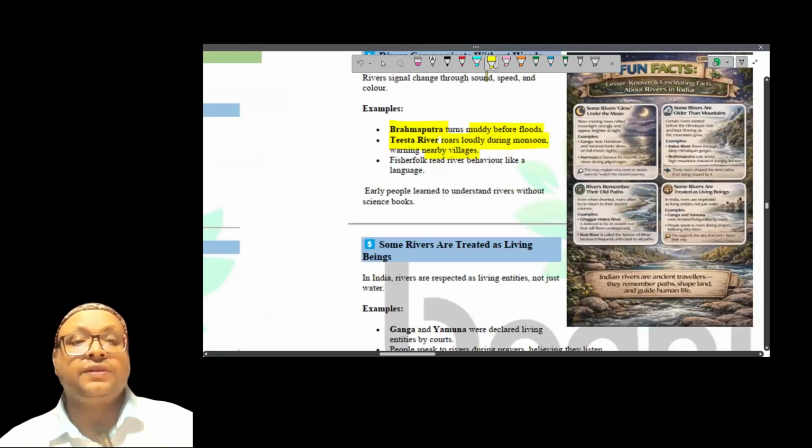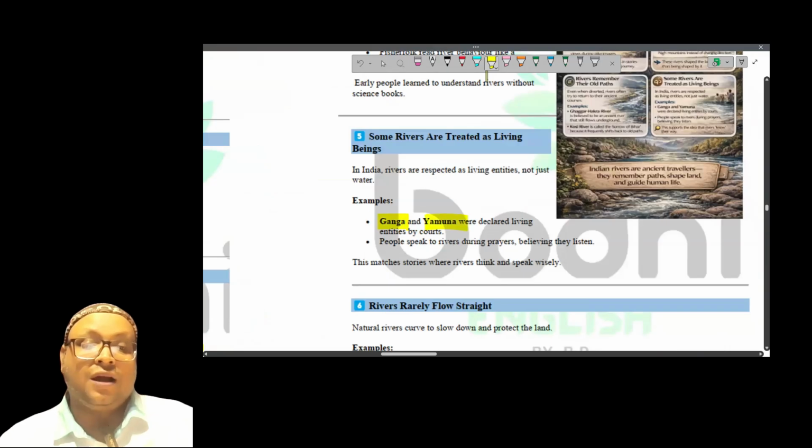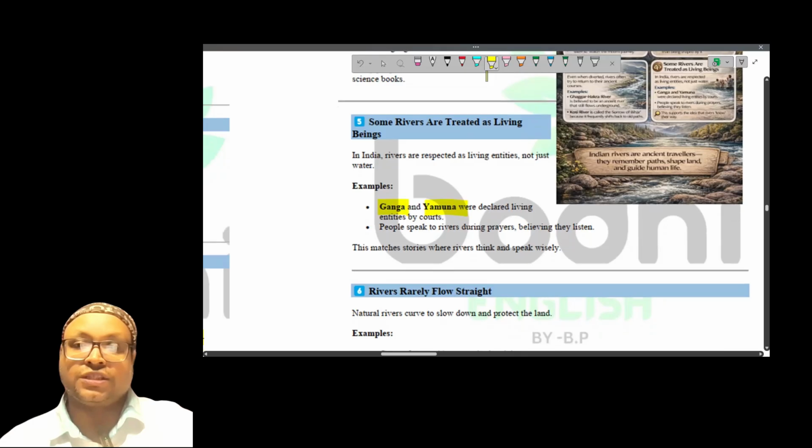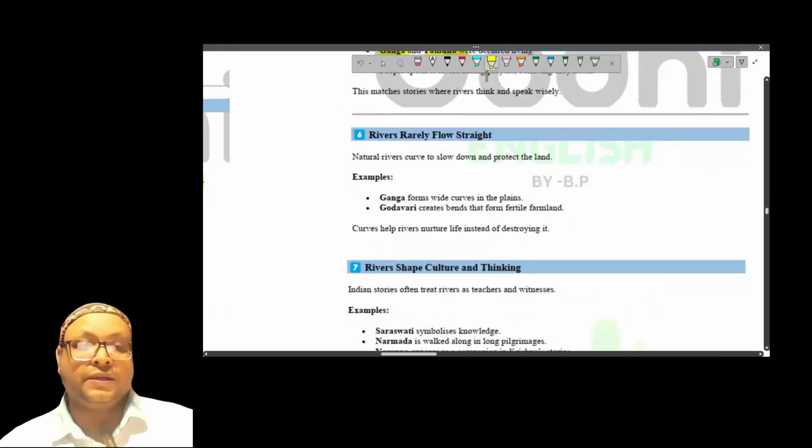Some rivers are treated as living beings, like the Ganga and Yamuna. They are declared living beings. We have a lot of mythological stories that consider them living beings.